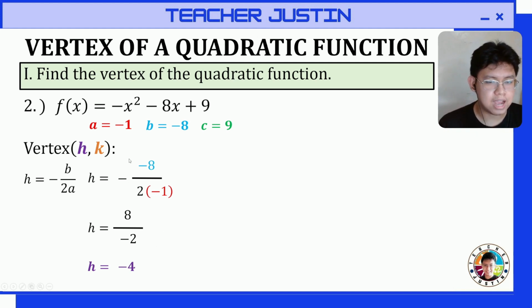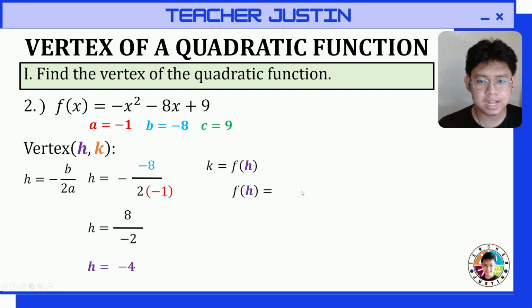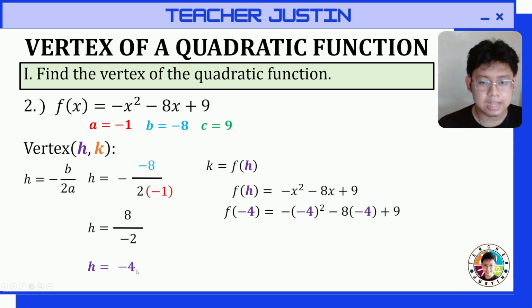Okay, let's proceed to our next step. Kunin natin yung value ng ating k. Now, since our value of h is an integer, to get the value of k, gamitin natin yung formula k is equal to f of h. So, ang gagawin lang natin is kokopyahin natin yung original quadratic function natin na negative x squared minus 8x plus 9 and papalitan natin lahat ng variable x ng negative 4. So, we will have f of negative 4 is equal to negative square of negative 4 minus 8 times negative 4 plus 9. Now, let's simplify this. So, simplify natin yung each term.